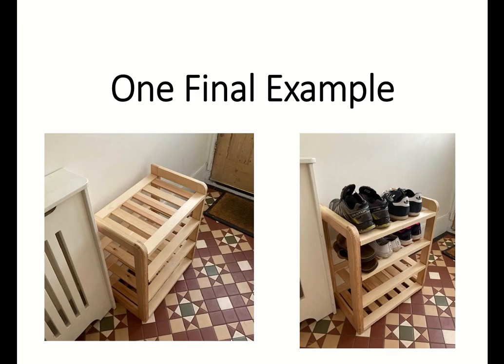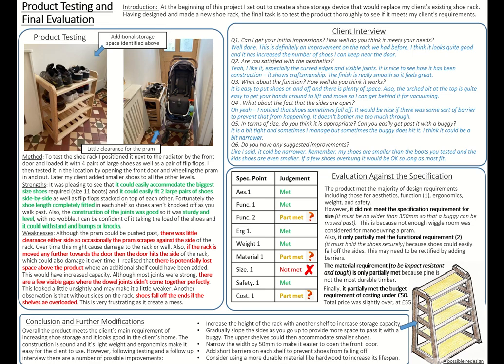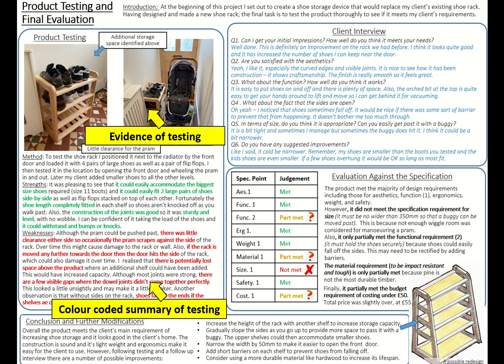Here's a really good example of getting everything on one page. So you can do it all on one page if you're clever. Again, pause it if you want to look up close, but notice clear evidence of testing. Nice. You don't have to put loads of images. This is the shoe rack is the product. Then they've color coded the summary of the testing. So obviously things in green are strengths, things in red are weaknesses, things that need to be improved there. They got a very simple client interview.